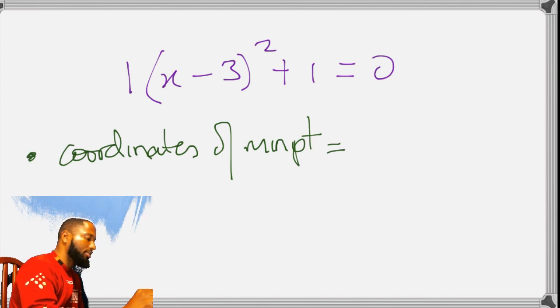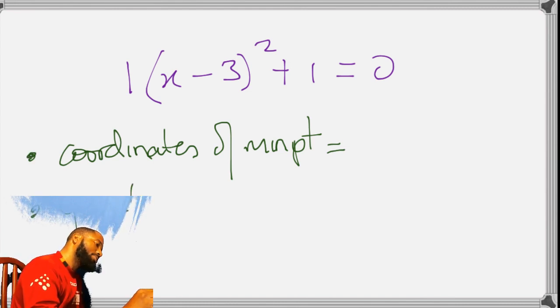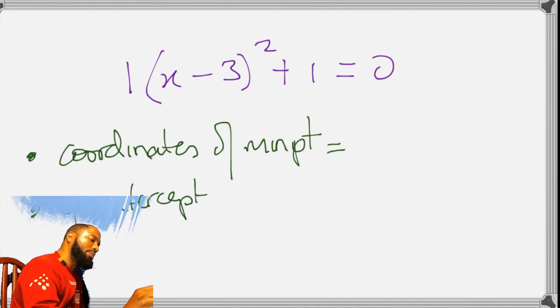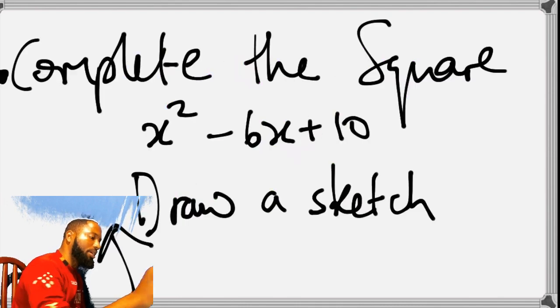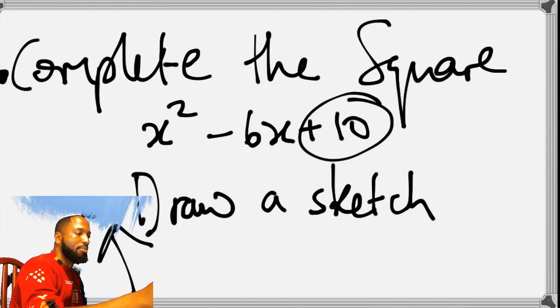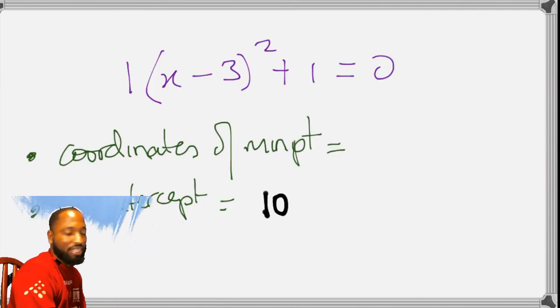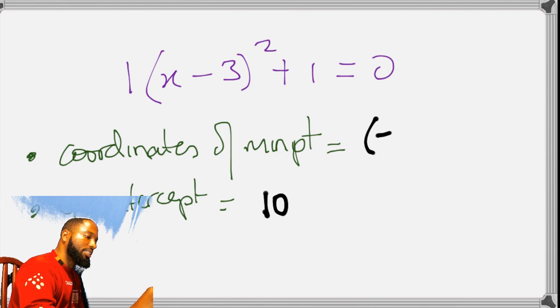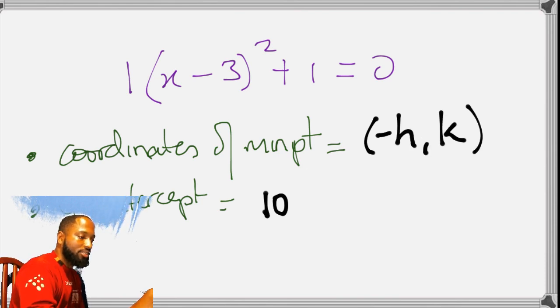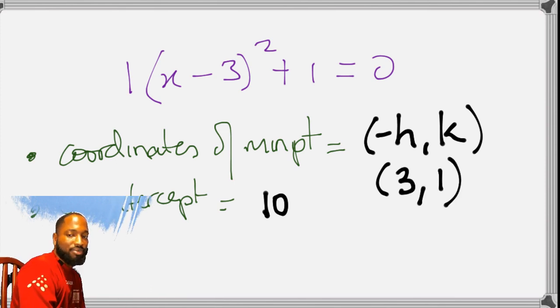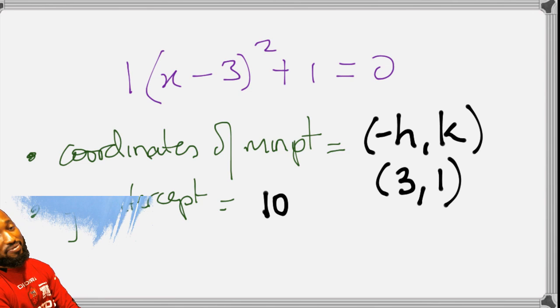And the y-intercept. Now the y-intercept, as I said last week, is simple because the y-intercept is just that number. So that's just 10. And the coordinates of the minimum point is negative h and k. So that's just going to be 3 and 1. Now the trick is to sketch the graph.